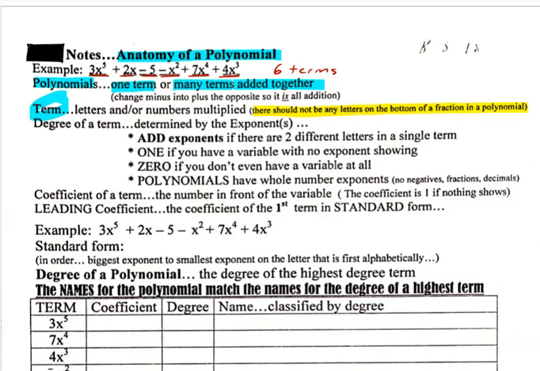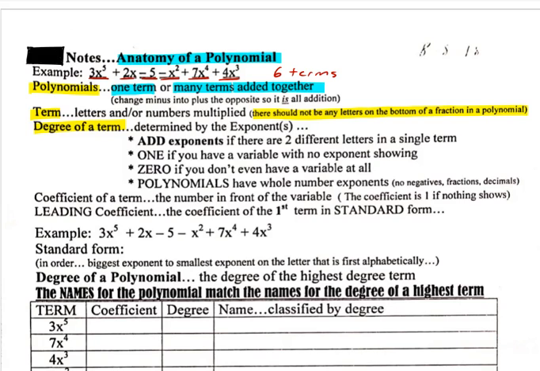So next, the degree of a term. So far we have these three main key terms. The degree of a term is determined by the exponents. There's a couple rules to that. Add the exponents if there are two different letters in a single term. For example, if it said x squared and y to the third, you would add those to say 5 would be your degree of the term.